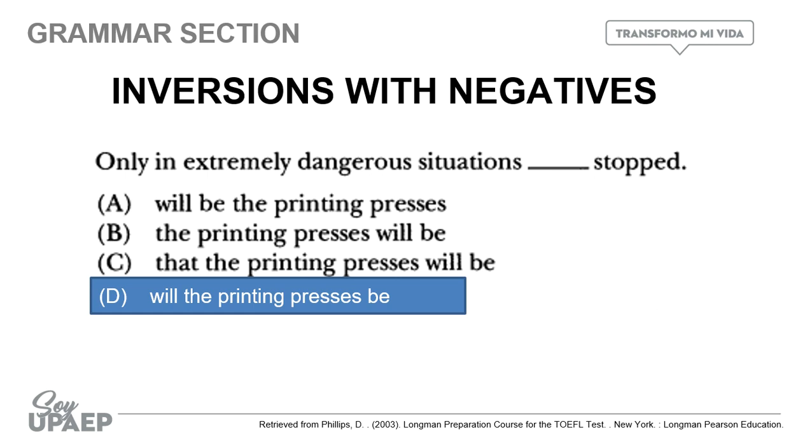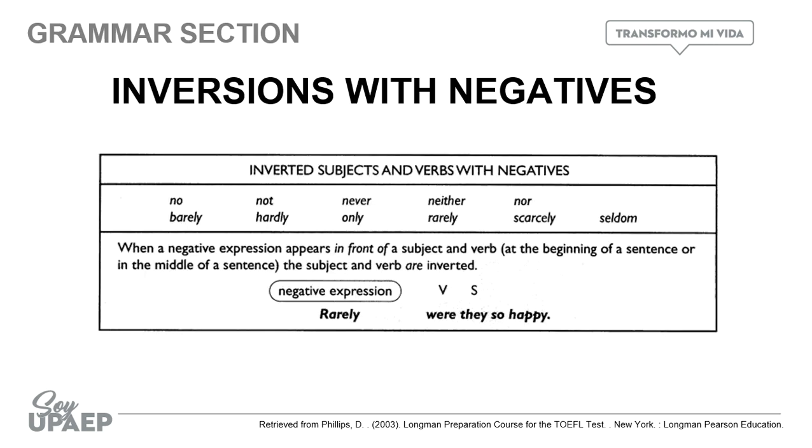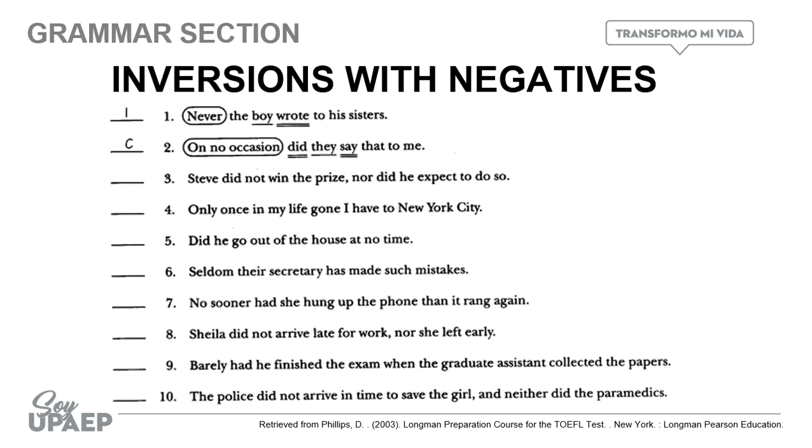So as you have a modal auxiliary verb, will, the inversion is modal auxiliary verb will, subject the printing presses, and verb be. Okay? So remember, we have negative and almost negative words. Every single time that a sentence starts with any of these words, an inversion is needed.